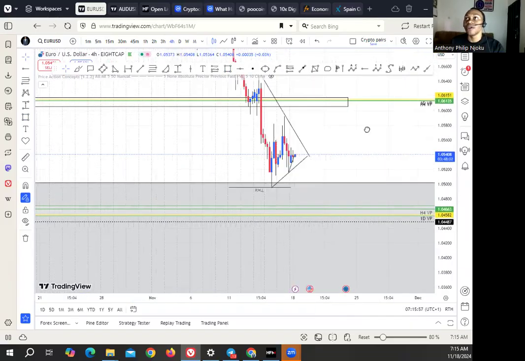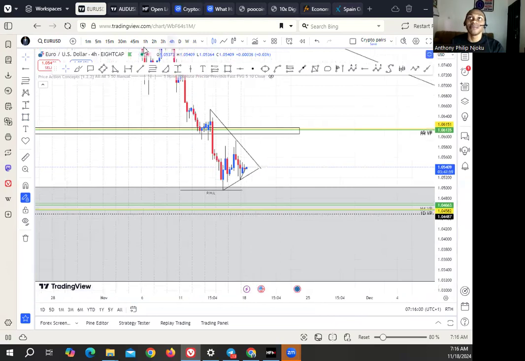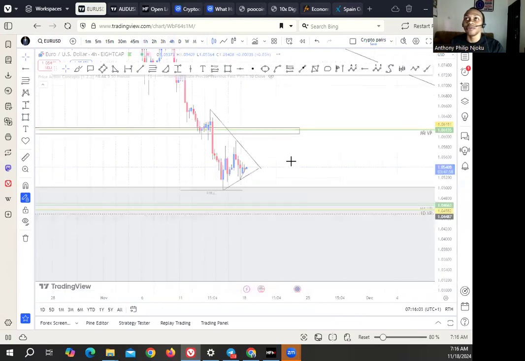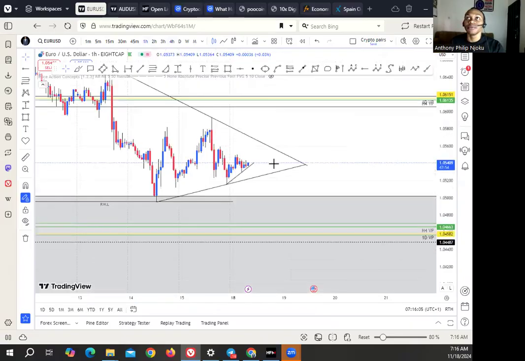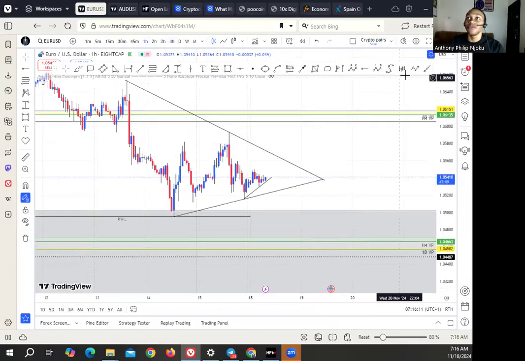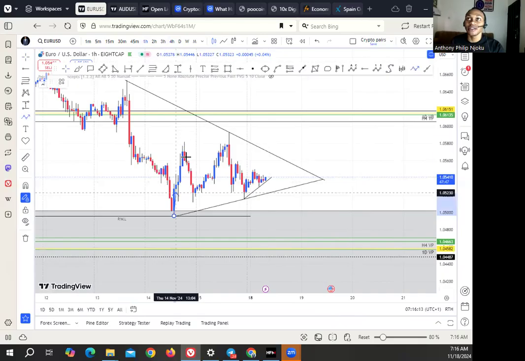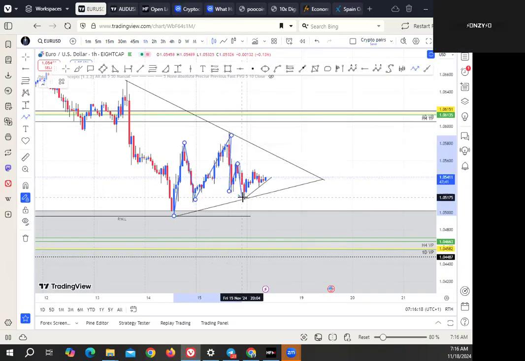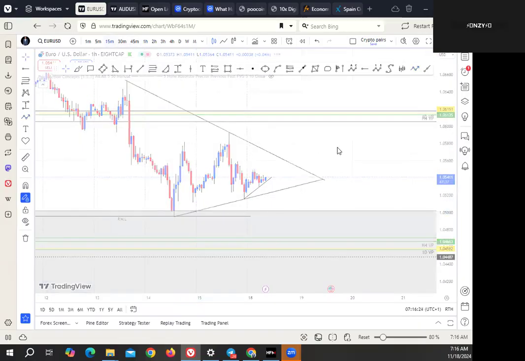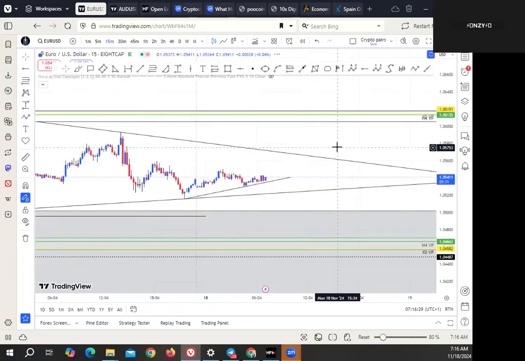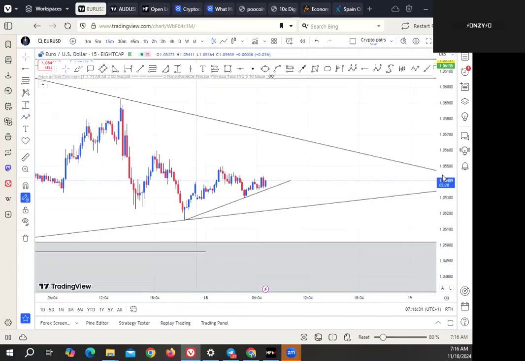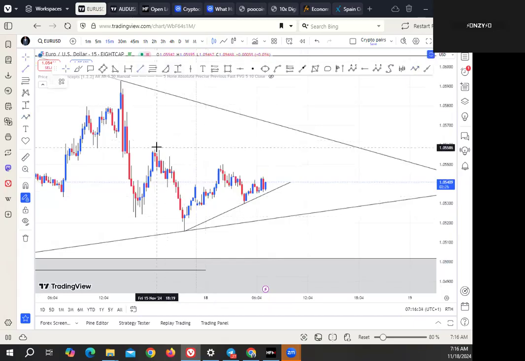Since we already have our bias in place, let's go to the 1 hour time frame and see what we can see. The same descending wedge is on the 1 hour time frame. The market is literally accumulating orders here on the 1 hour time frame for the Euro USD pair. And then let's see the 15 minutes time frame. On the 15 minutes time frame, we have a smaller descending wedge.